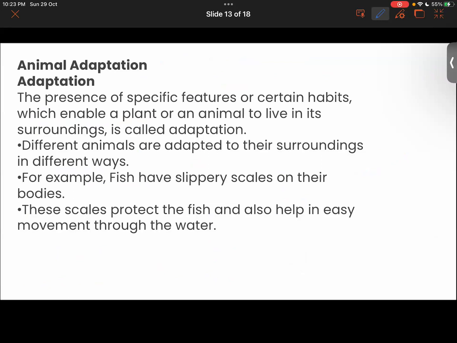and we can actually start discussing animal adaptation, right? So look over here.